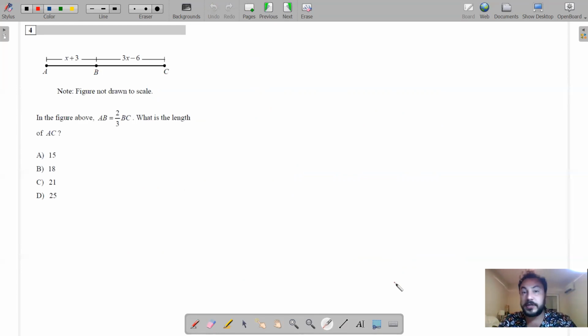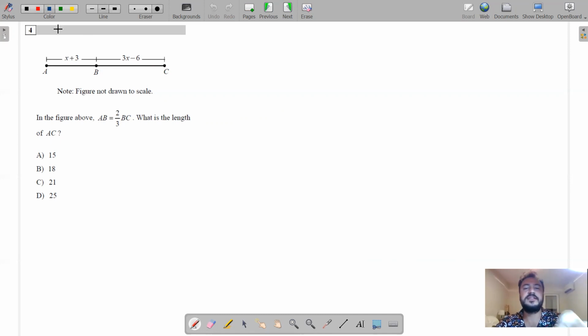There are many questions we already saw before. Topics get mixed. This is one of them. This is a question regarding a segment, but clearly, for the way the question is structured, we can solve it by using algebra. So here we have this figure, and the question says, in the figure above, AB, so this segment, is equal to 2/3 of BC, so this segment. What is the length of AC? So the entire segment. In this case, we can use this information provided to write an equation.